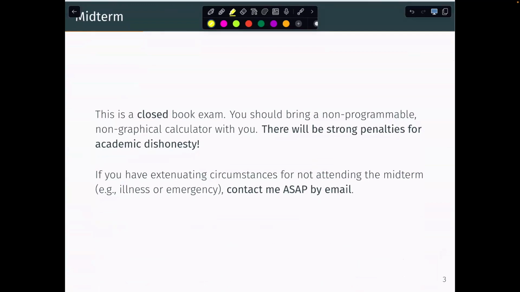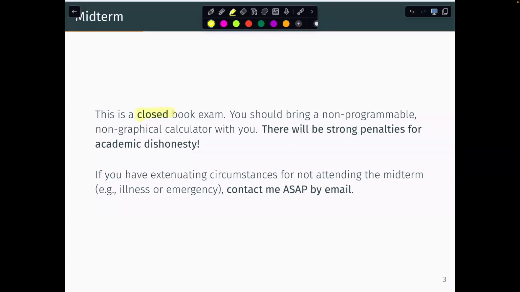This is a closed book exam, partially because I'm expecting you to be able to derive things that we've done in class, and I don't want you to just copy them out from your notes. You can bring a calculator with you. You should bring a calculator with you. It should be non-programmable, non-graphical. And just as a general policy, as with all courses, there'll be strong penalties for academic dishonesty, up to and including 0 for this, potentially worse, 0 for the whole course.